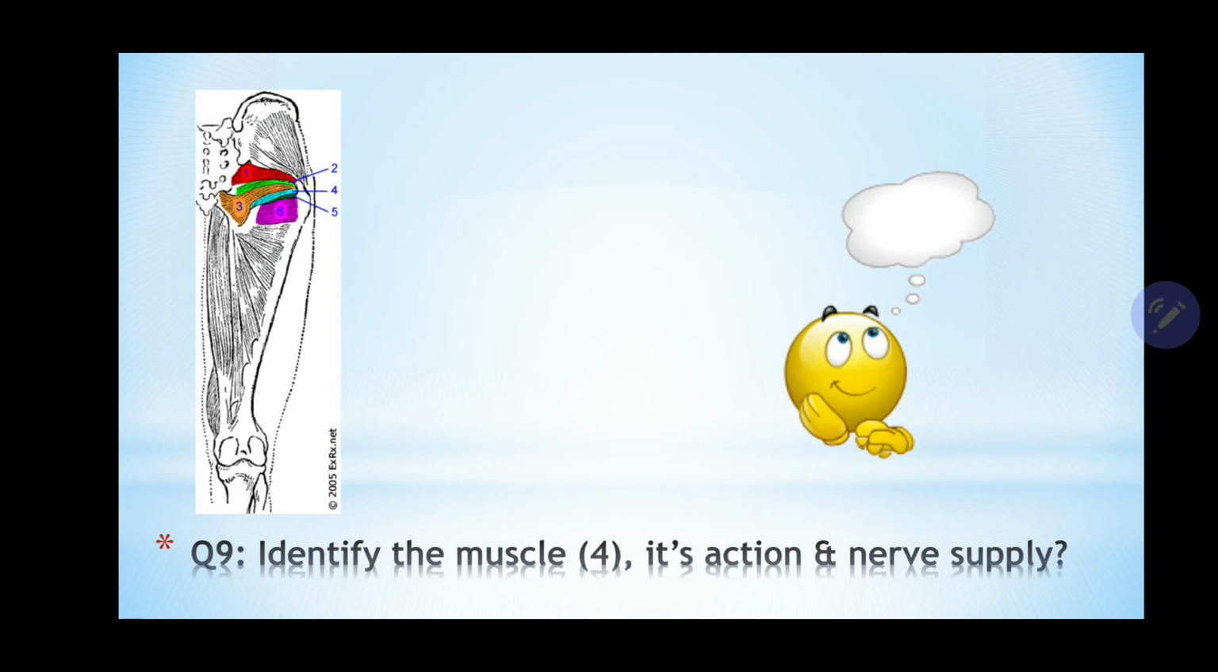Again, these are the muscles under the cover of gluteus maximus. Number 1 is piriformis. Number 2 is superior gemellus. Number 3 is obturator internus. Number 4 is inferior gemellus. Number 5 is this. Actually, 5 is this. They have not properly mentioned.